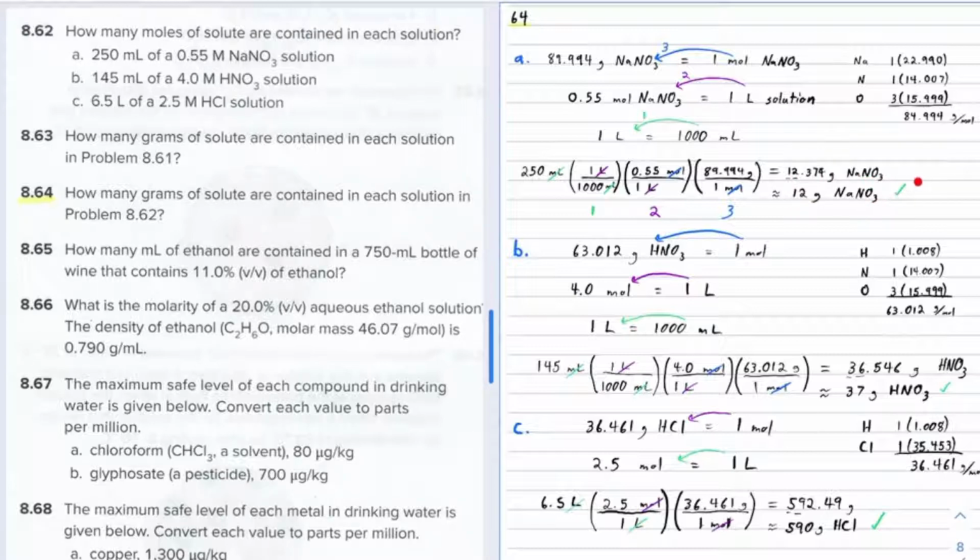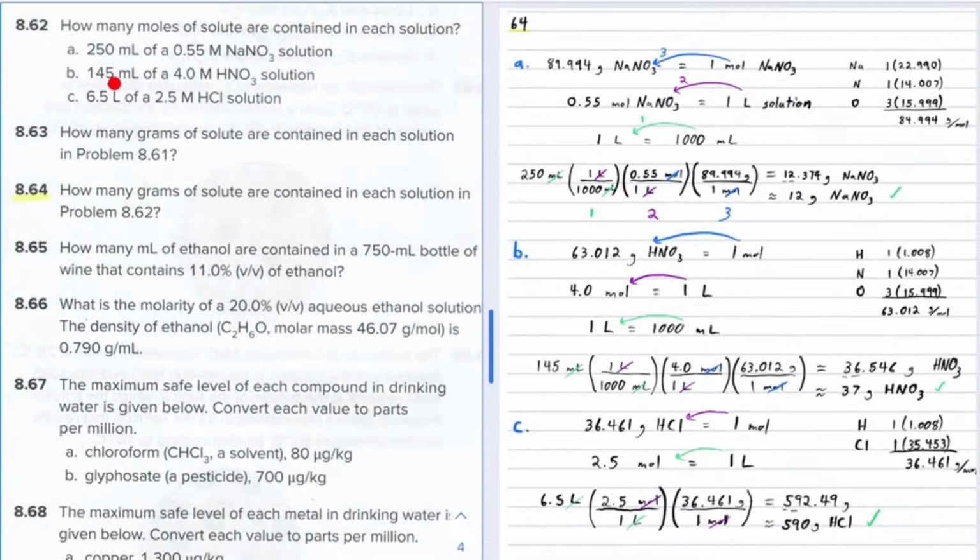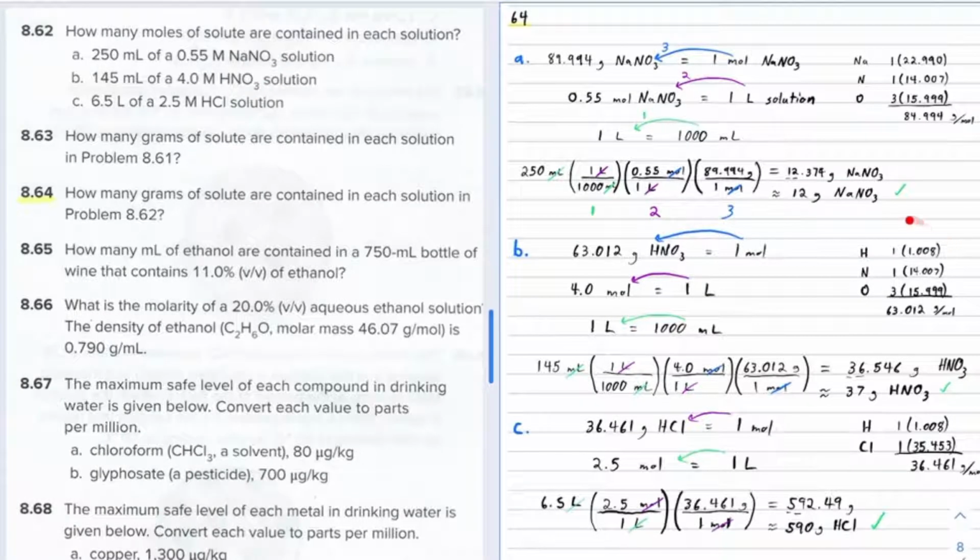The next one, we got 145 milliliters of 4 molarity nitric acid, HNO3. This is a similar problem as the last one. We're given the volume in milliliters and the concentration in molarity. So again, we're going to need the molar mass.